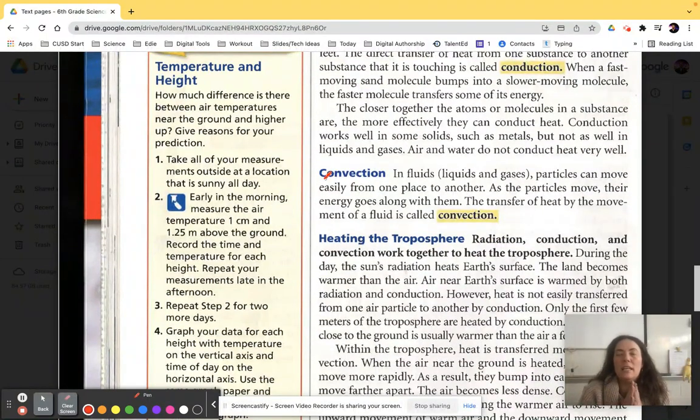Convection is the majority of the way that heat is transferred in the troposphere. This is the most difficult concept, I think, to understand. But basically, a fluid is any substance that can move, that's not in a stable position. So those are liquids and gases. In fluids, particles can move easily from one place to another. And as they move, their energy can go along with them. The transfer of heat by the movement of a fluid is called convection. Now, it's a pretty simple explanation there, but we're going to talk about how that works in a minute.